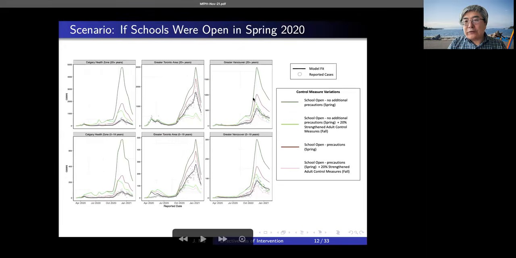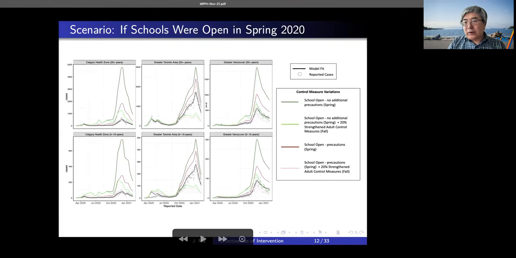And Greater Vancouver also has a relatively large effect. It more than tripled the case counts. But in the Greater Toronto area, the effect isn't too large.